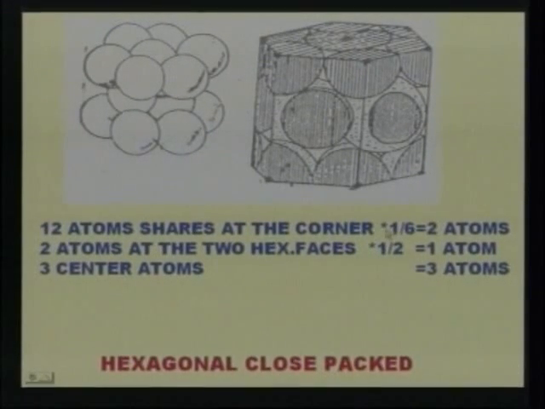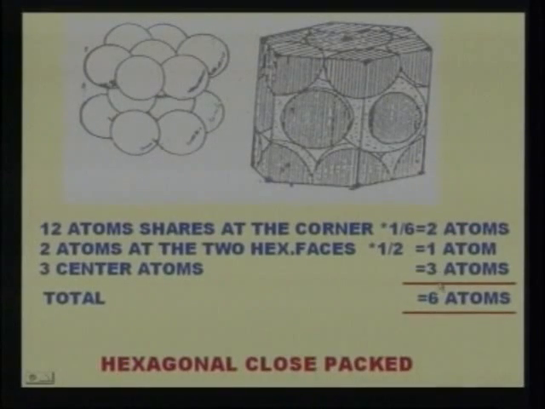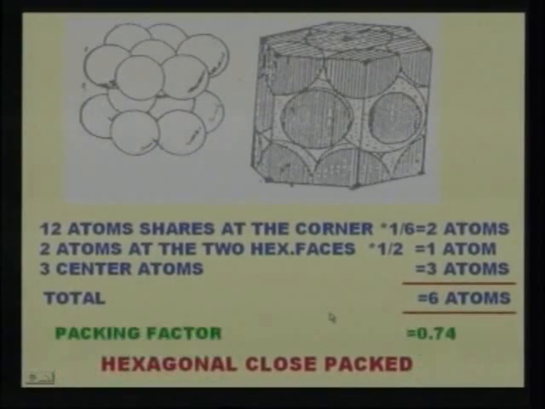Now 12 atoms into 1/6 will give 2 atoms, and there are 2 atoms at the 2 hexagonal faces, each shared by 2 faces. This is one and this is another. Therefore 2 into 1 by 2 will give 1 atom. The 3 center atoms will give 3 atoms. Now the total effective number of atoms in the hexagonal close packed is 2 plus 1 plus 3, and this is equal to 6 atoms. Now let us see the packing factor of the hexagonal close packed structure. The packing factor is 0.74.